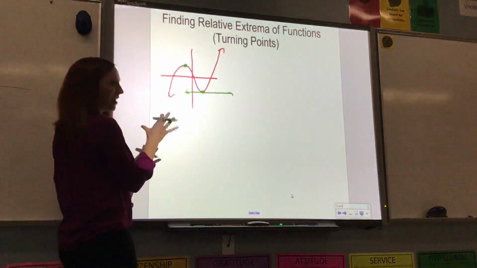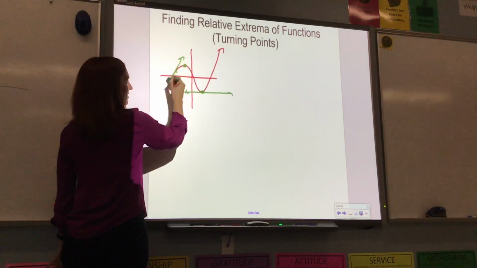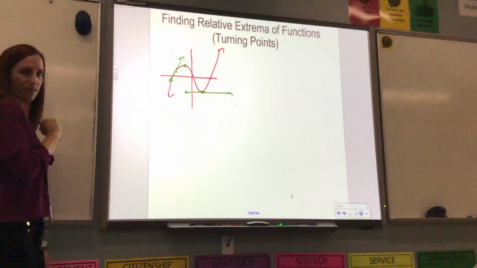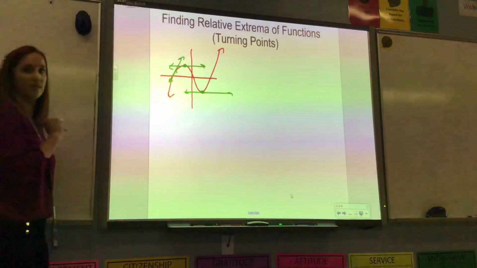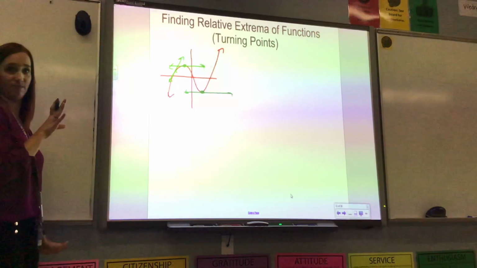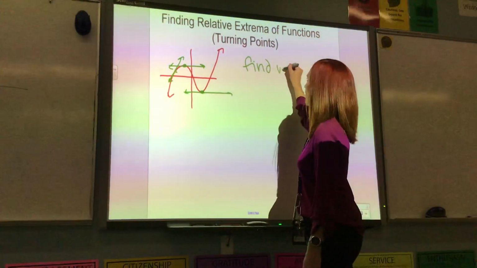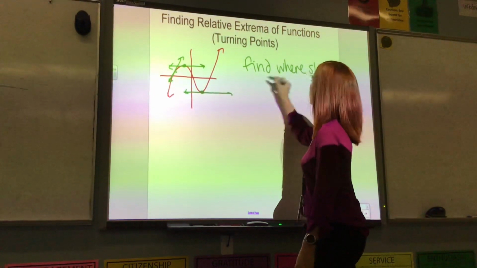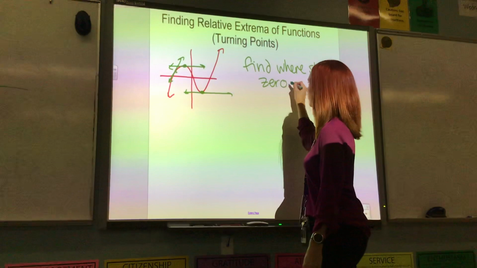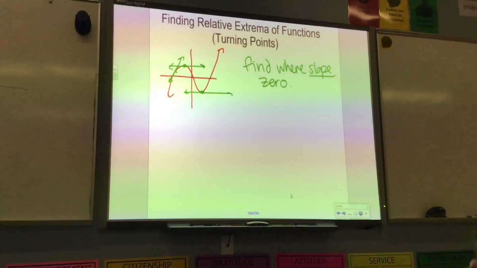What you're going to look at when you get to calculus is like the slope right here, say, is a pretty steep positive slope, yes? But at every single turning point, your slope is 0. We agree with that. Okay, so we want to find where the slope is 0. If I can find that, then my life is pretty easy.